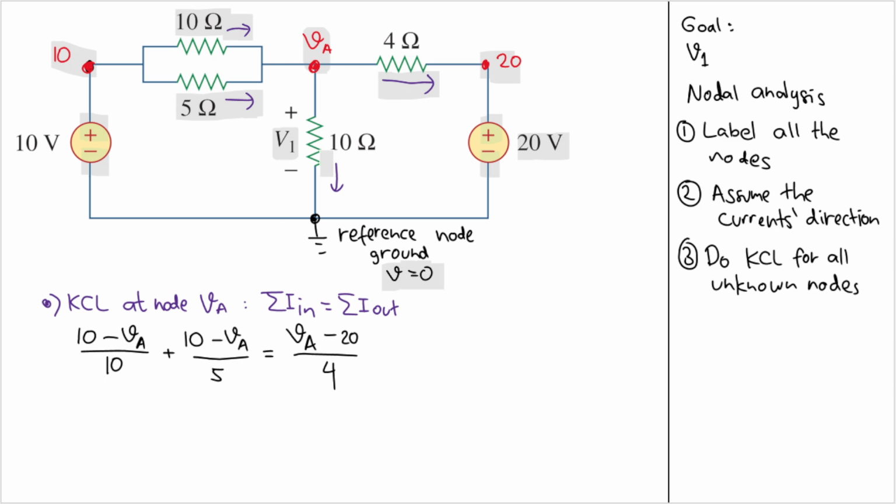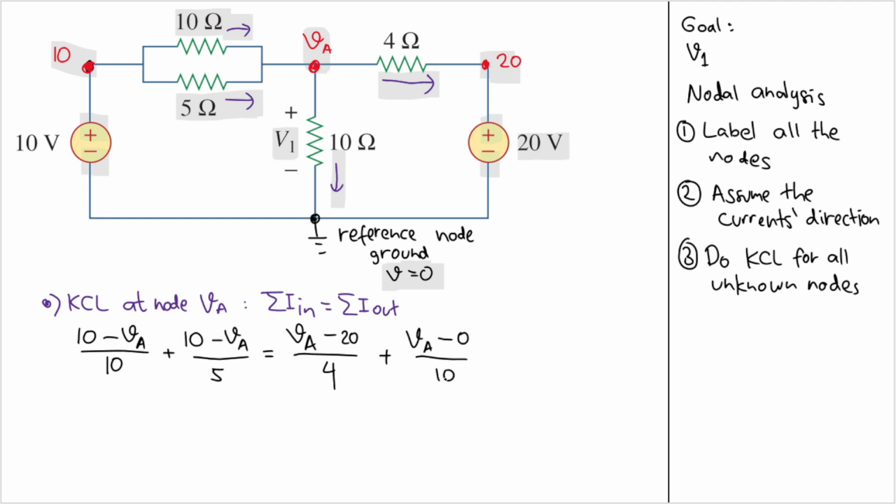Good, and the last current that goes out is this one here. And that means that I will have VA here. VA is where the current comes from, right? And the current goes to the reference node or the ground, and the voltage there is 0. So I have VA minus 0 divided by 10.